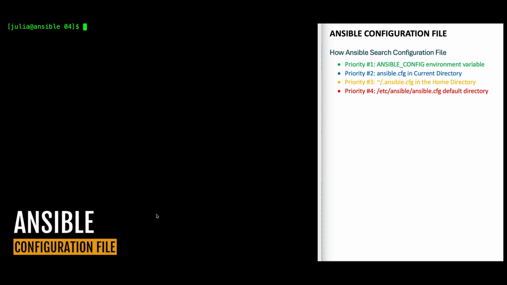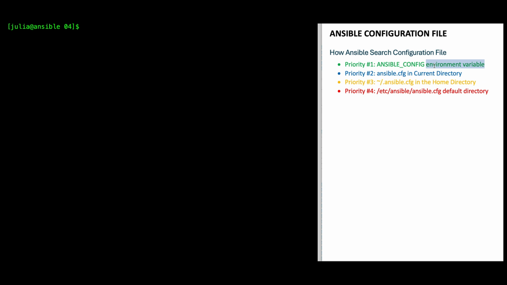Alright guys, let's talk about the Ansible configuration file. There are 4 Ansible search orders. Priority 1 is the highest search order, followed by priority 2, 3 and 4. Let's look into these priorities one by one.